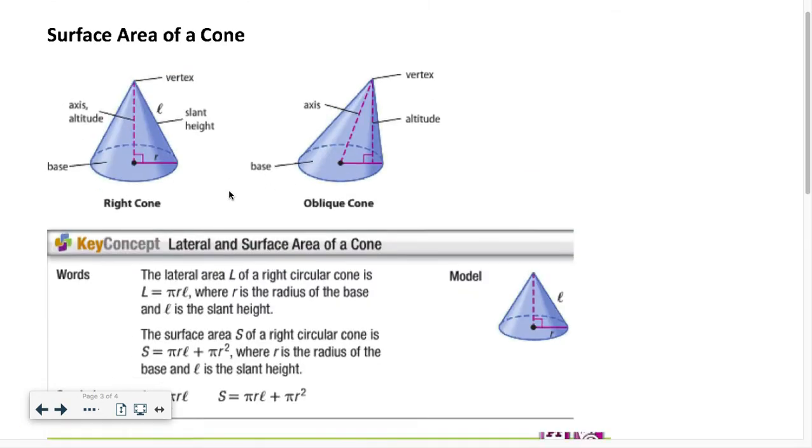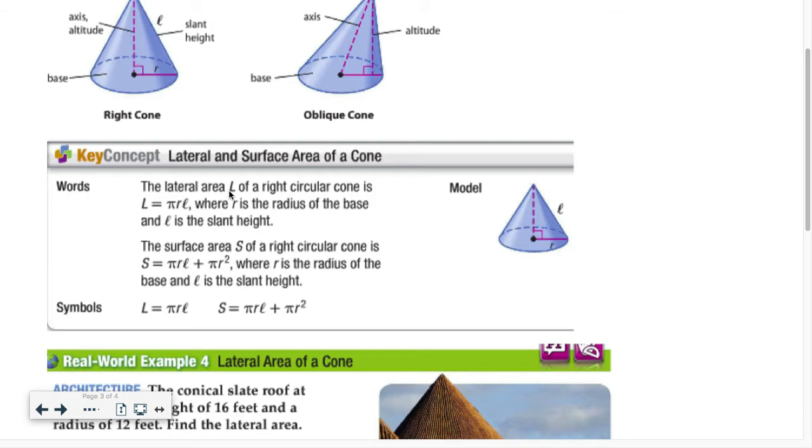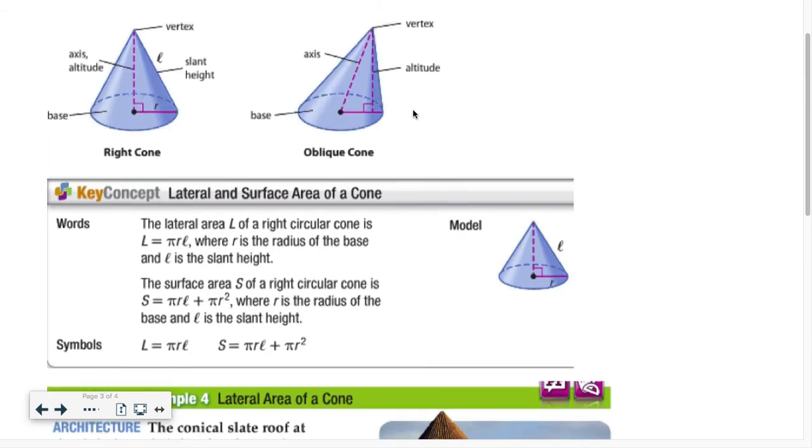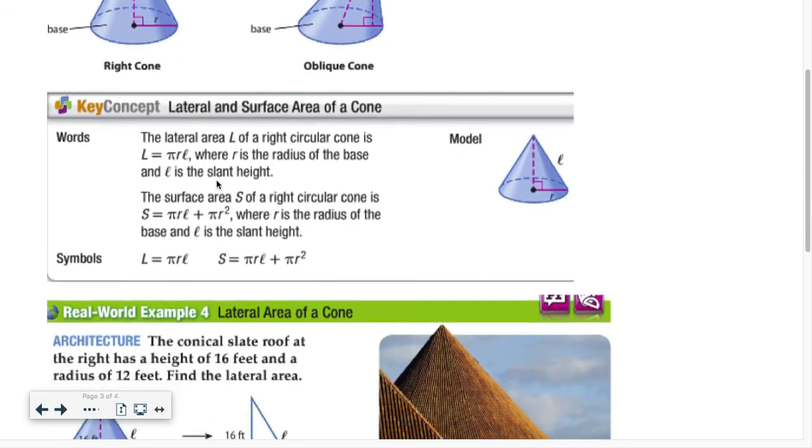All right, so surface area of a cone and lateral area. Lateral area is pi times radius times slant height. Slant height is kind of the same concept here. We're looking at right cones. Slant height is the measure from the point down to the base edge there. Surface area is pi times radius times slant height plus pi r squared.